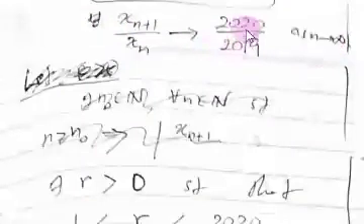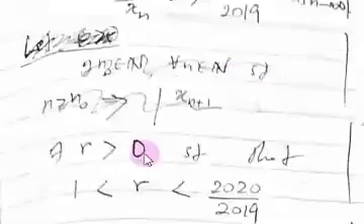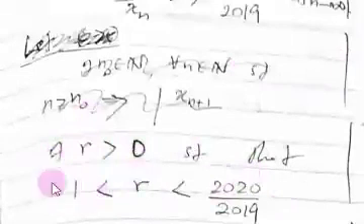This ratio goes to this number as n tends to infinity. We know that. So look at this number. This number is greater than 1, right? So then we can find a positive number r such that r is in between 1 and this number here. This is trivial, right?